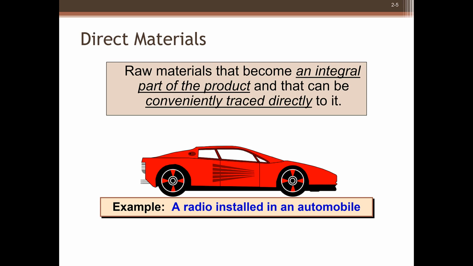For example, let's say the tires in the car are made of rubber and steel. But we cannot just simply say steel is a direct material, because in a car there are thousands of screws also made from steel. It's hard to directly trace the cost of screws, so we cannot say steel is a direct material of the car.